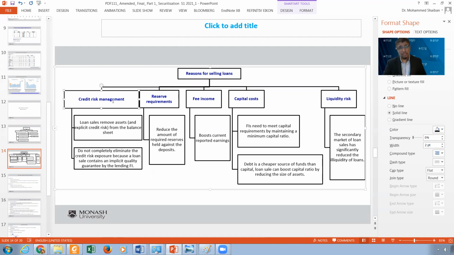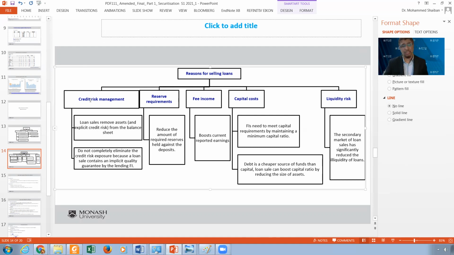If that loan is bringing liquidity risk, it's out. If you are bringing any capital obligation, which means you have to increase your capital because you are increasing your loans or your assets, when you take the loans out, that capital requirement will decrease. They do it for fee income. They do it for reserve requirements.